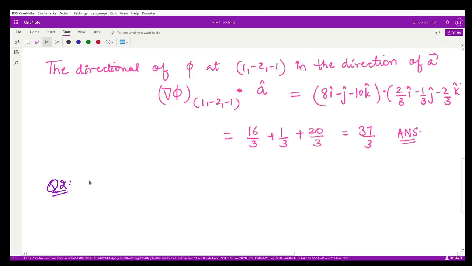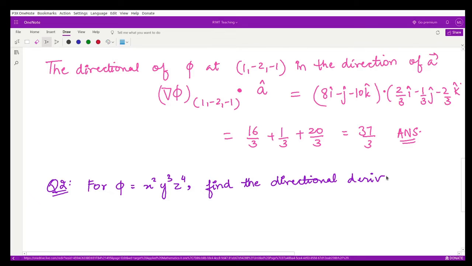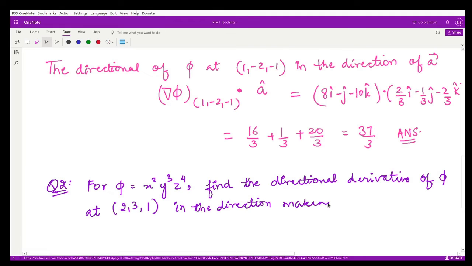It says that for the function phi, which is given to be x square y cube z to the power 4, you are to calculate the directional derivative of phi at the point (2, 3, 1) in the direction making equal angles with x, y and z axis. So this is our question.